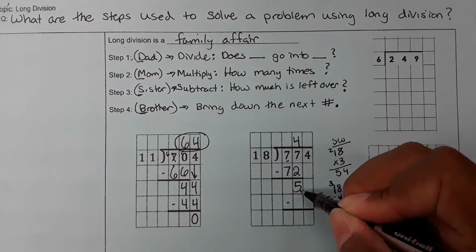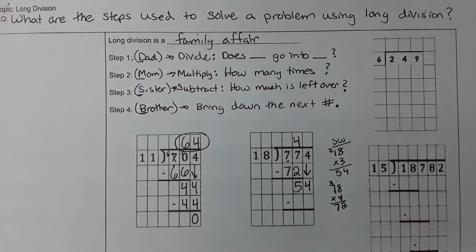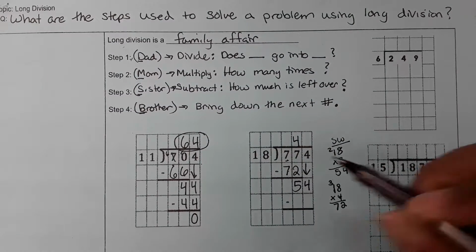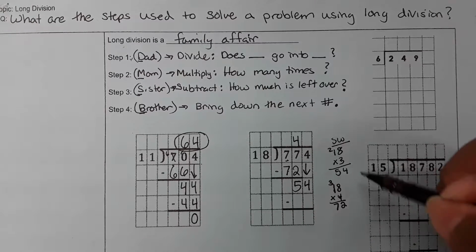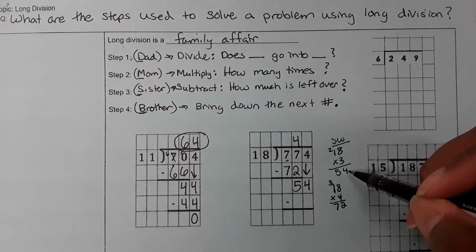So my difference is 5. And then I bring down, that's the next step, brother's step, the 4. And wouldn't you know, does 18 go into 54? Yes, it does, because 54 is bigger. And because I didn't erase, I get to benefit from my work before.